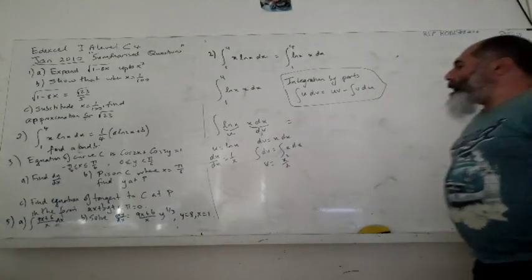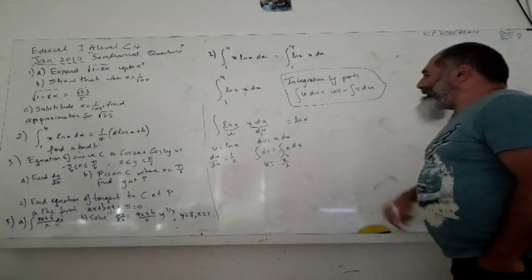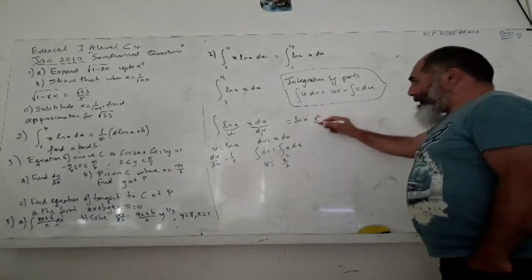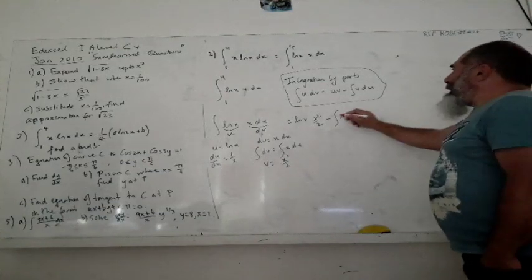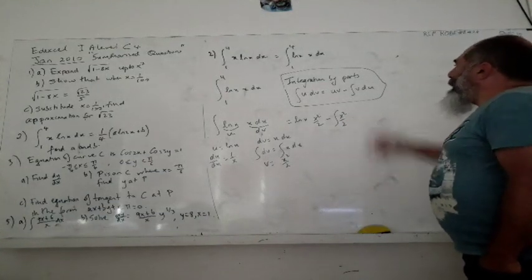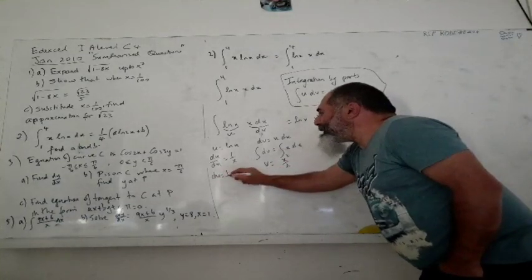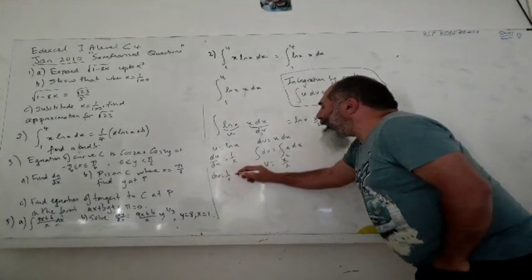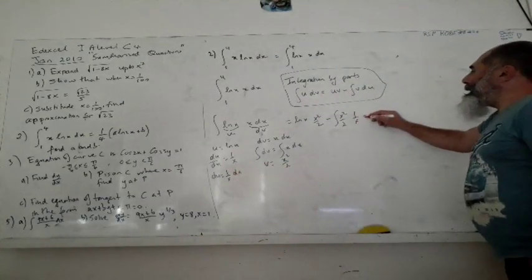And that is going to be uv, where u is ln x and v is x squared over 2, minus integration of v, which is x squared over 2 times du. And du is what? Here it is very easy to obtain du in terms of x. It is 1 over x dx.